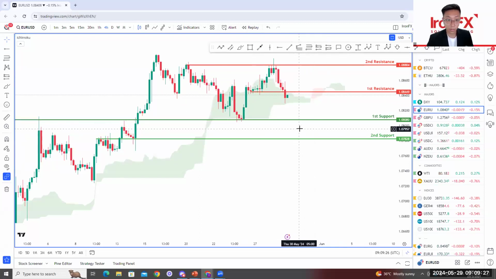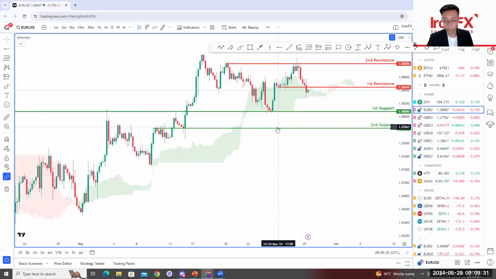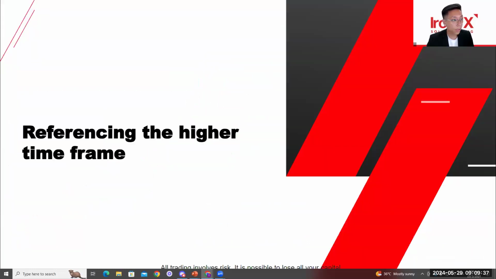So this is what it means to reference higher time frames, and then to start marking out your key levels. So any questions on this, you can just type it in the chat box, then I will attend to your questions.